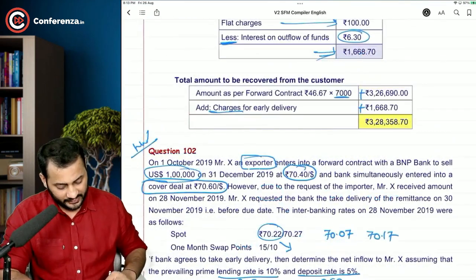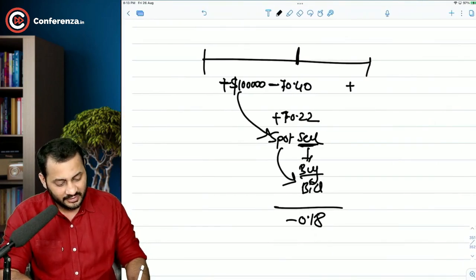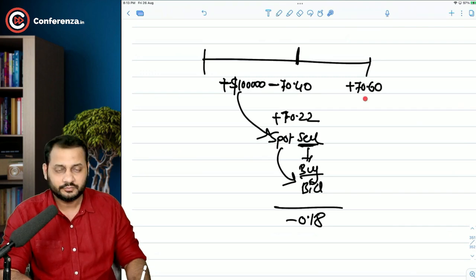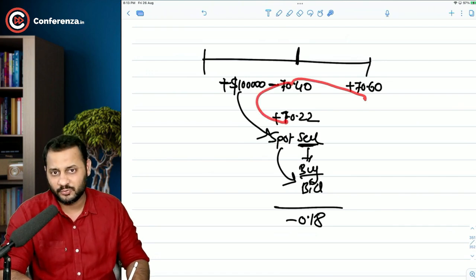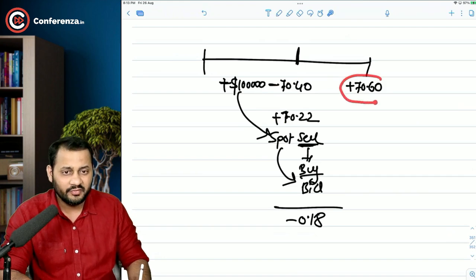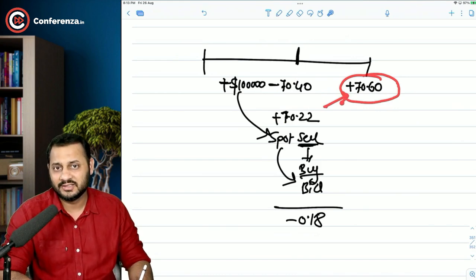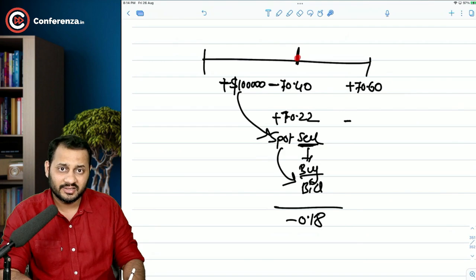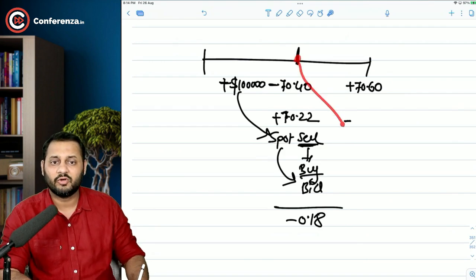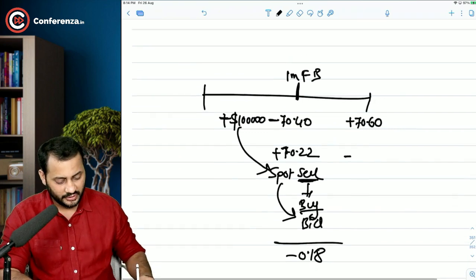So we expected that we will sell these dollars received from the customer in the interbank market at 70.60 on the due date. But now, since these dollars have been received early and sold in the spot market, from where are we going to bring the dollars to sell in the cover deal? Because the cover deal is of sell dollars. How are we going to sell the dollars at this rate? We will have to buy the dollars, and that arrangement has been made by us on this date itself. 1 month forward buy.